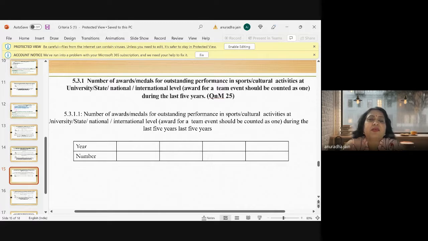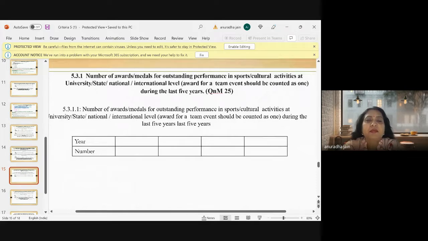So in this case, what we have to provide, along with this number, is a template, because every quantitative metric has a template. In the template, what is given is the name of the student, enrollment number of the student, award, and the activity in which they have been awarded. Like, suppose it is a hockey tournament or table tennis or badminton in sports, or any cultural activities like dance, music, whatever it is. So the award, like first position, second position, third position, or gold medal, silver medal, bronze medal.